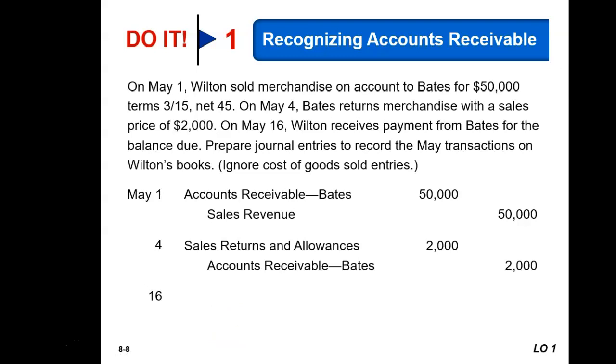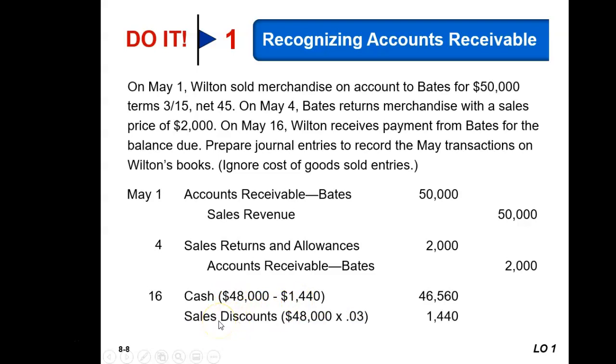Now at this point, the client only owes us $48,000. We're going to receive a 3% discount if paid within 15 days. Therefore, the amount of cash received will be the $48,000 less the 3% discount of $1,440. Recognize the sales discount, which is also a contra revenue account, for the $1,440. Credit accounts receivable for $48,000. So these will be our entries to record the actual sale, to recognize the sales returns, and to show the amount of cash received from the actual client.